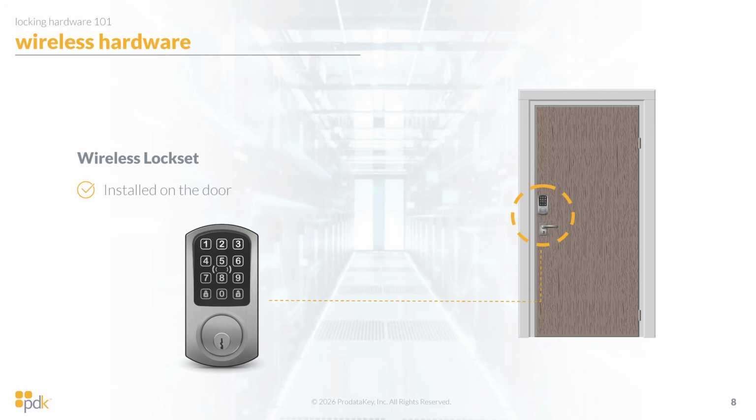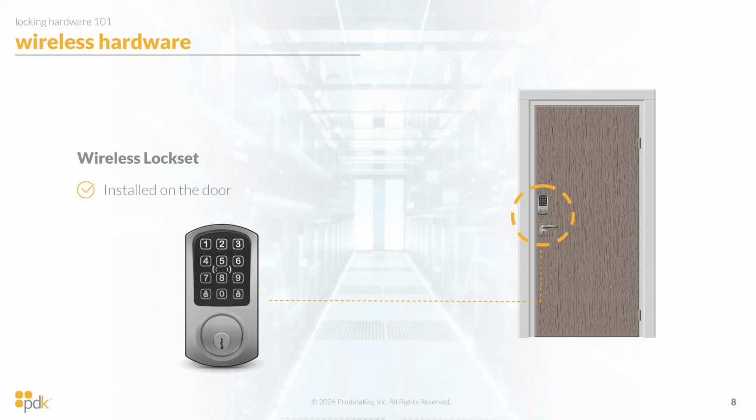But the alternative is moving away from wiring. So instead of having power coming through the hinge, through the door, into a lock and controlling it with a standard access controller, you can instead just bundle all of the reader, the locking mechanism, and the controller into one unit and use a wireless lock set.